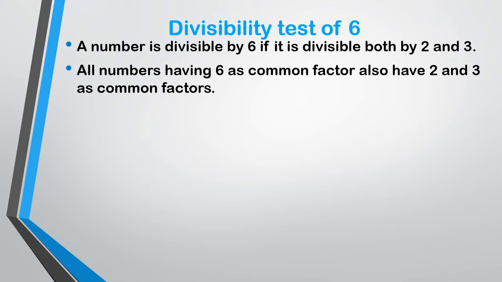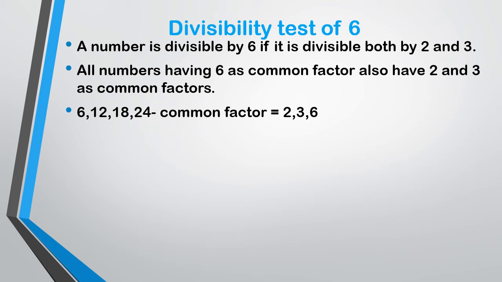All numbers having 6 as a common factor also have 2 and 3 as common factors. So here 6, 12, 18, 24. These numbers are from the 6 table, that is, multiples of 6. Now we have to check the common factors. For 6, the factors are 1, 2, 3, then 6. Then factors for 12: 1, 2, 3, 4, 6, 12, like that.